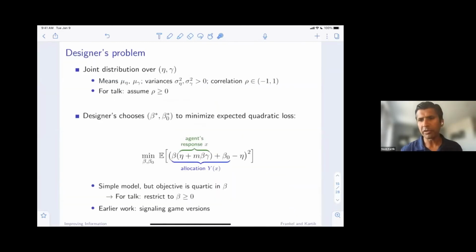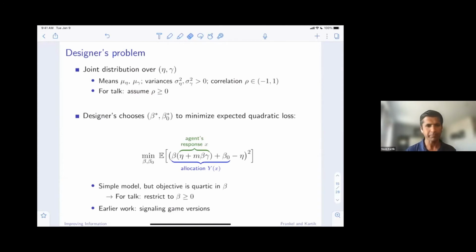Okay, so to summarize the designer's decision problem, there's an exogenous joint distribution over the agent's type, eta, natural action, and gamma, gaming ability. There are some means, some finite variances, and some correlation between the two. The paper deals with generality in a couple of ways that I want to simplify for the purposes of the talk. And so I'm going to assume in the talk that the correlation is non-negative. That's natural in various contexts, although there are some other contexts in which one might want to think about negative correlation as well. For the talk, we're going to assume this correlation is non-negative. If you like, for some of it, you'll get the main ideas by even thinking about the correlation as being zero.